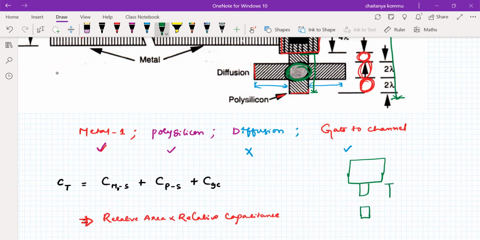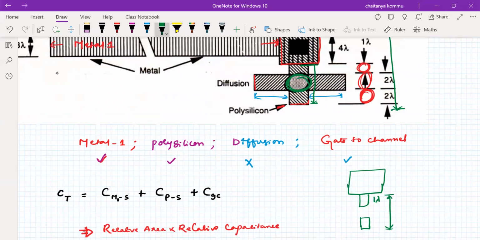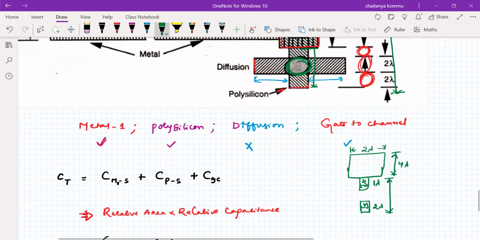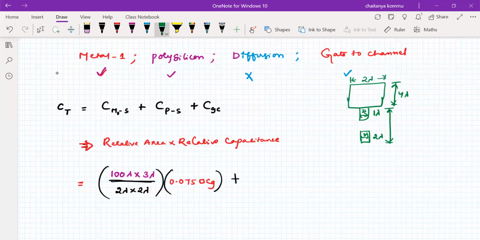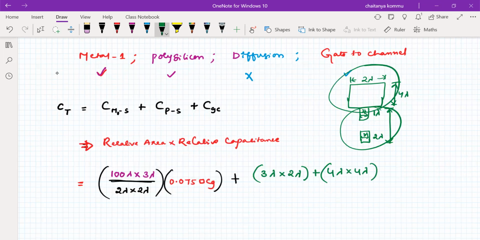Therefore, what is this particular area now? It is actually 1 lambda, this is 2 lambda, and this is actually 4 lambda. What is the width here? 2 lambda. Please represent carefully. So that means 3 lambda into 2 lambda is the dimensions for this portion, plus 4 lambda into 4 lambda for this particular area.